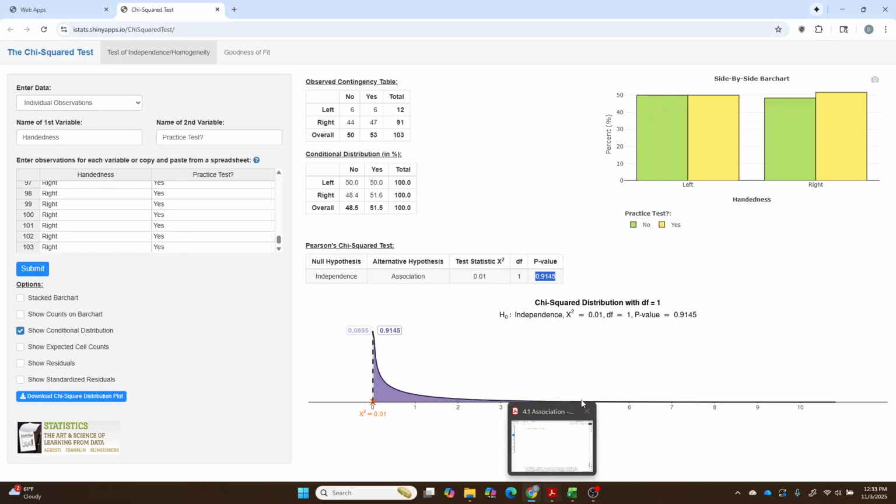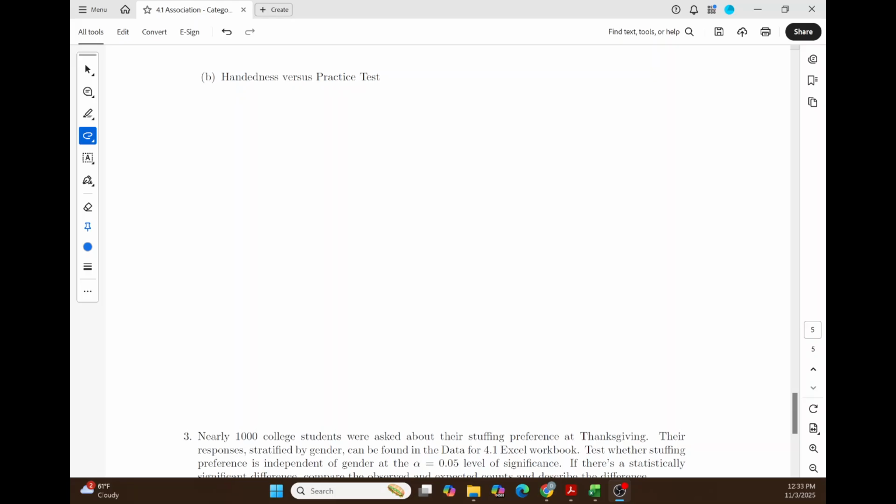So let's write that down. First of all, the contingency table. Oh, notice that it's a 2 by 2. So really what we should do is run a 2-sample proportion test. But if you did, you would get the same p-value.